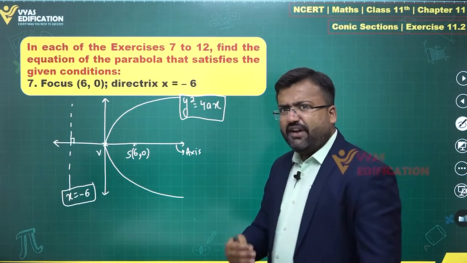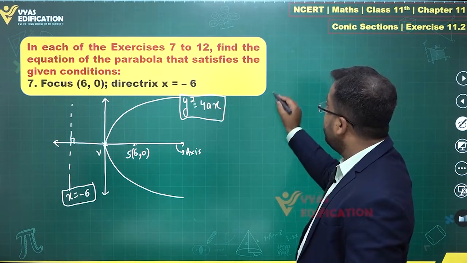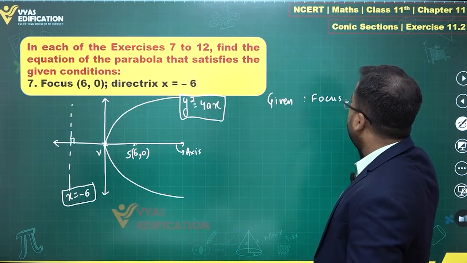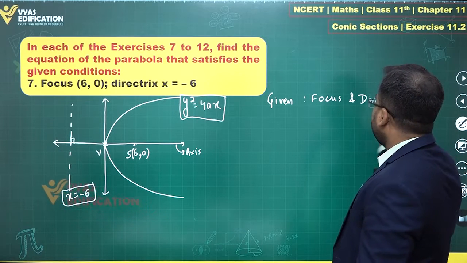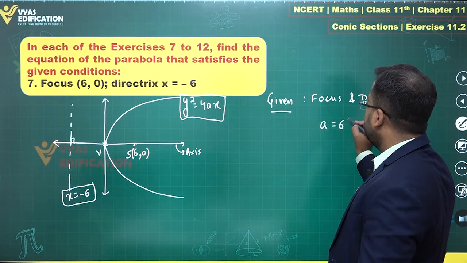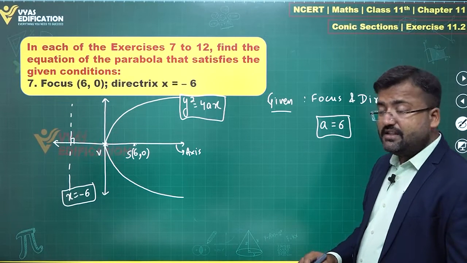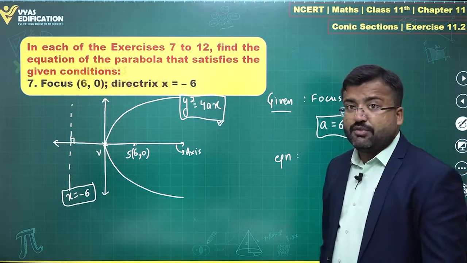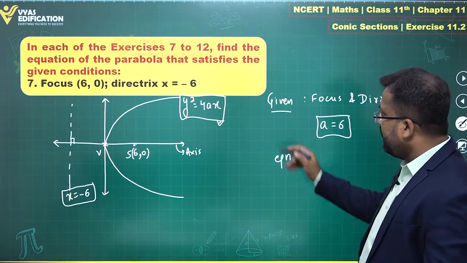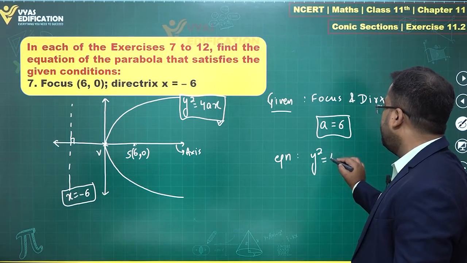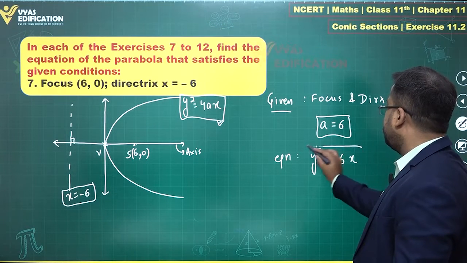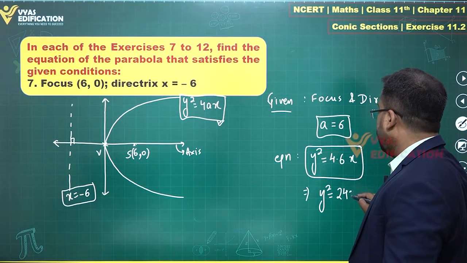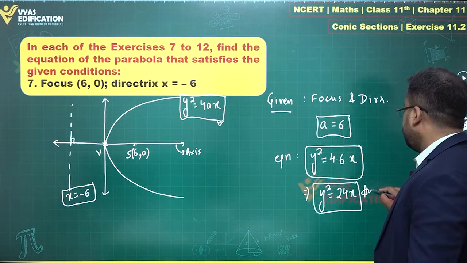And are we given the value of a in the given question? Yes, given the focus and directrix, can you identify that a is equal to 6? Once you identify that the equation will be of this particular form, and you get the value of a, you can write the equation y squared is equal to 4 into 6 times x, which is y squared is equal to 24x. This is the answer for this question.